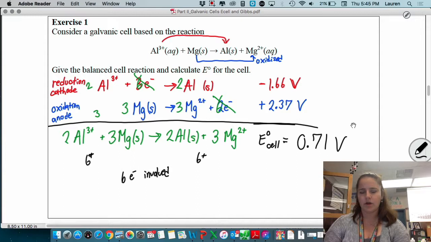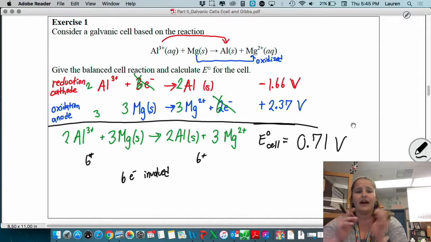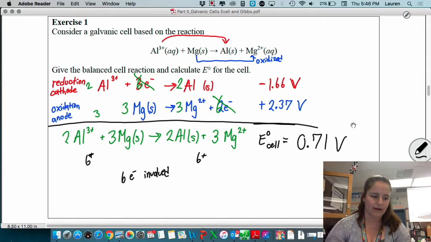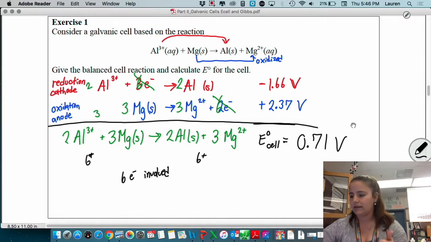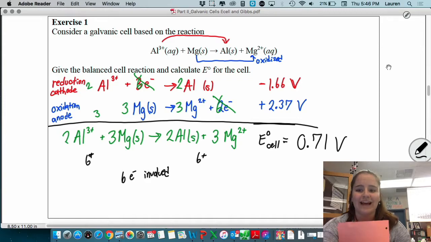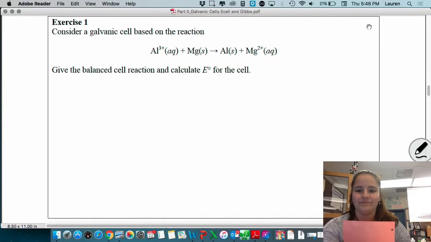No, we didn't really do anything with the voltages because they are actually happening separately. You just use the voltages as they are in the table, and then you balance the reaction afterward. Okay, cool? Let's look at another example.